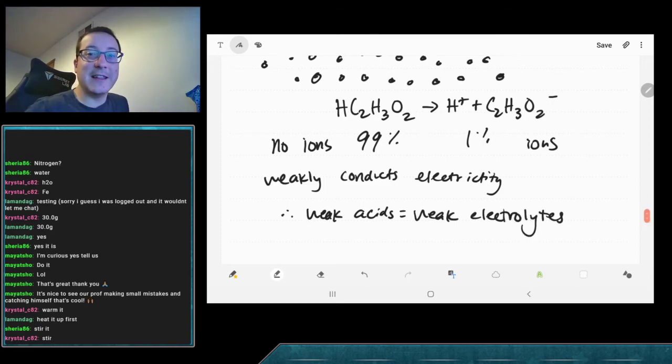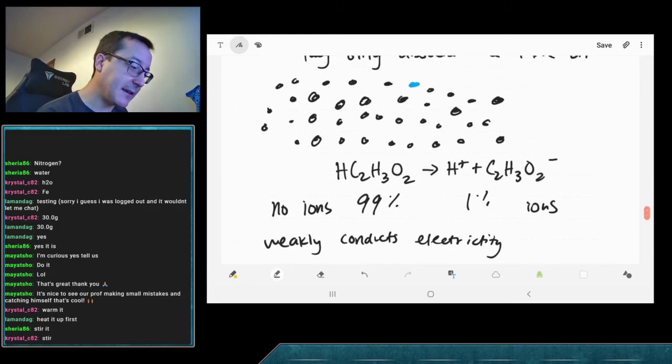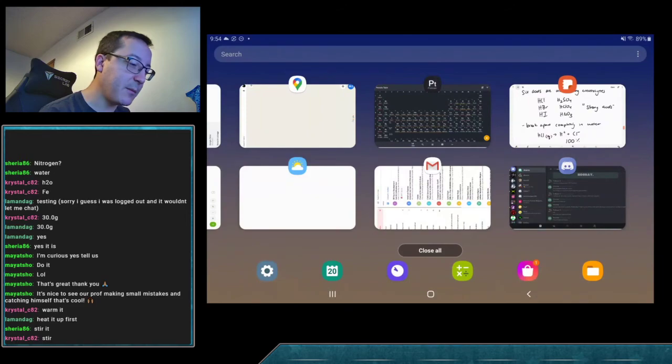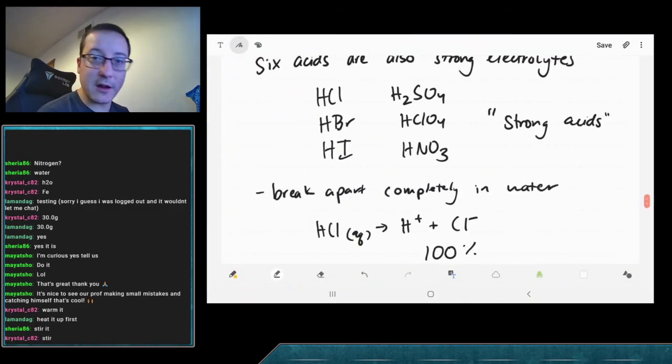Again, only because a little bit of them break apart. So strong electrolytes completely break apart. Every single sodium chloride will break into a sodium and a chloride ion. For your weak acids, only a little bit will break apart. They'll still dissolve, but they will not break apart. So that is going to be every acid except for these 6. These 6 are going to be your strong acids. Every other acid you could possibly think of is going to be a weak acid. And it's only going to weakly conduct electricity.